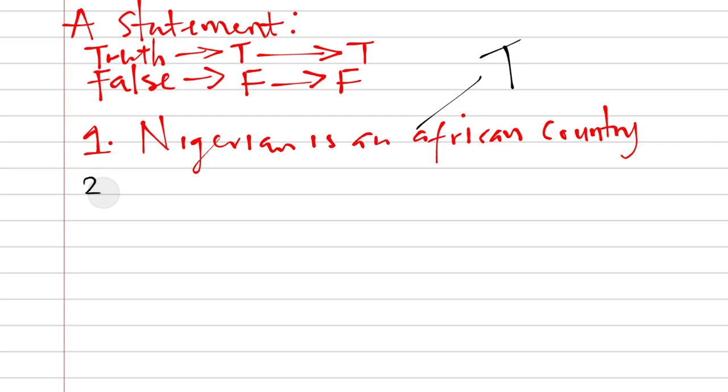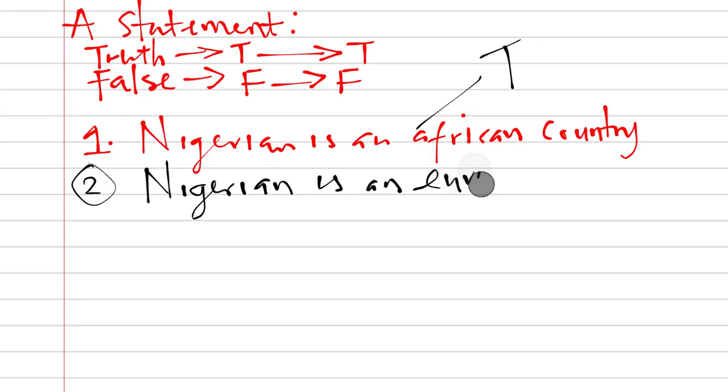Now look at question number 2. Let's now say that Nigeria is a European country. Let's say I'm saying that Nigeria is a European country.